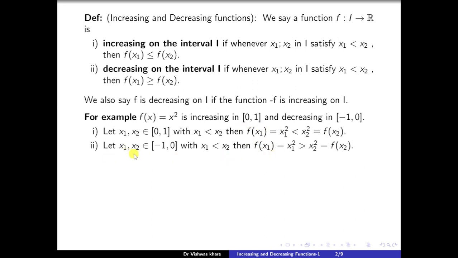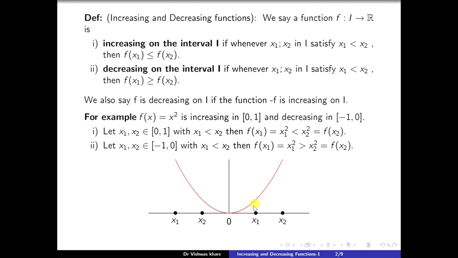Now let us take 2 points x1, x2 in closed interval -1 to 0 with x1 is less than x2. Then f(x1), that is the value of function at x1, which is x1 square, is greater than x2 square, which is the value of function at x2. So x1 is less than x2, but the value of function at x1 is greater than value of function at x2. So this function f is decreasing in interval -1 to 0.